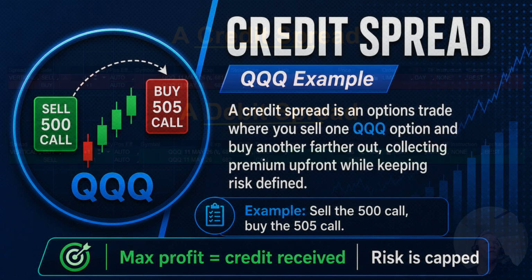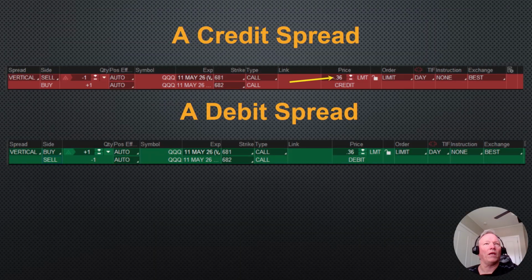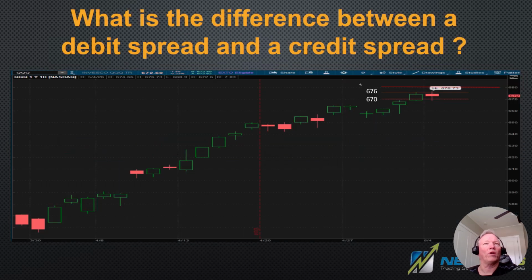So as the name implies, with a credit spread, we are getting a credit, meaning we have money deposited in our account when we put the trade on. In this case, it's $36, and our setup is only $1 wide. So the max risk we have, because we are only $1 wide, would be $100 minus the credit we got of 36. So $64 is our max risk on a credit spread trade, one in which we anticipate that price is not going to exceed 681.